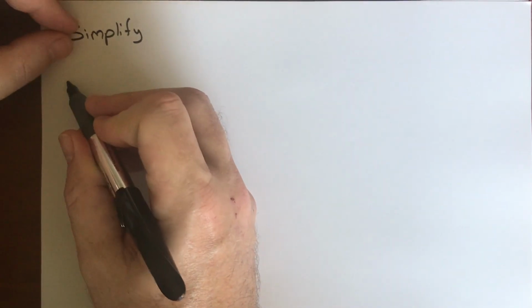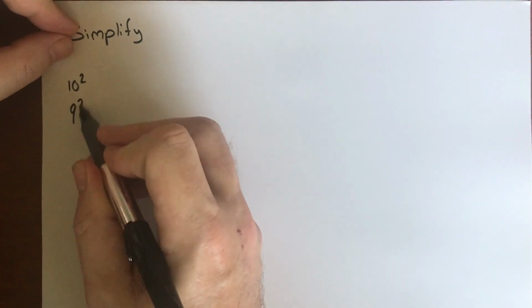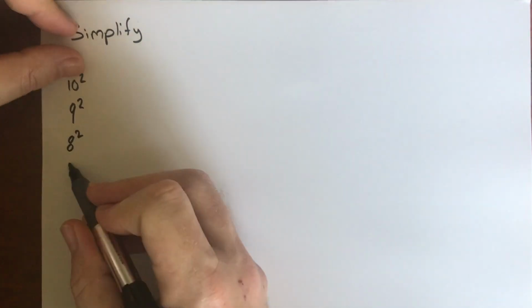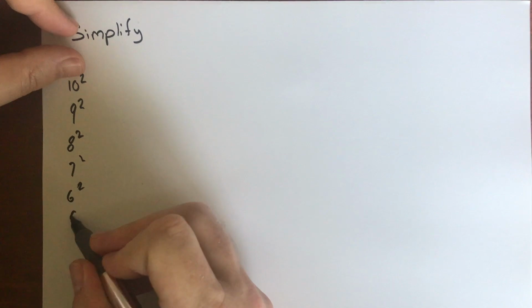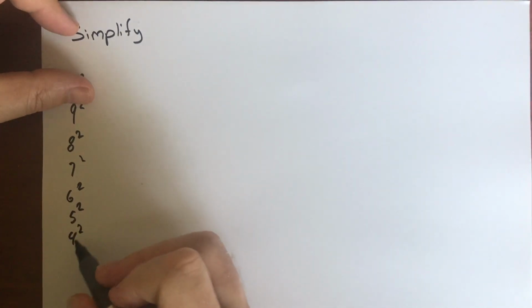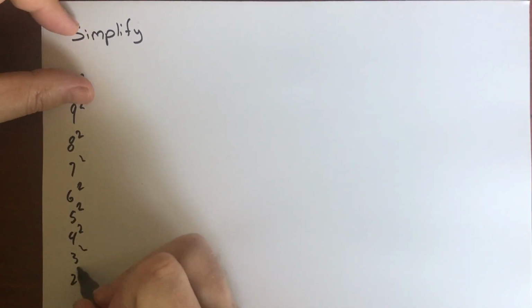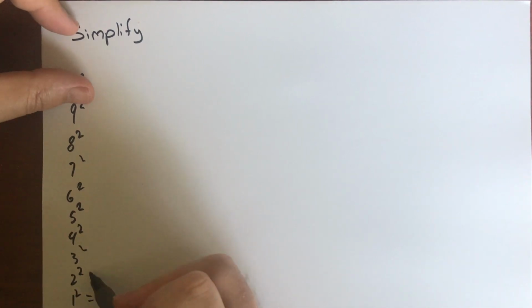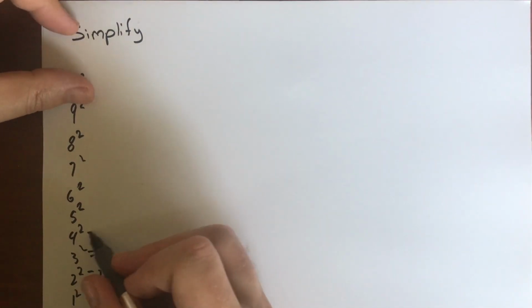First thing I want to have is that perfect square chart again. I should have just made one and kept it for the whole thing, but I didn't. 3 squared, 2 squared and 1 squared. Aren't I a lovely writer here?